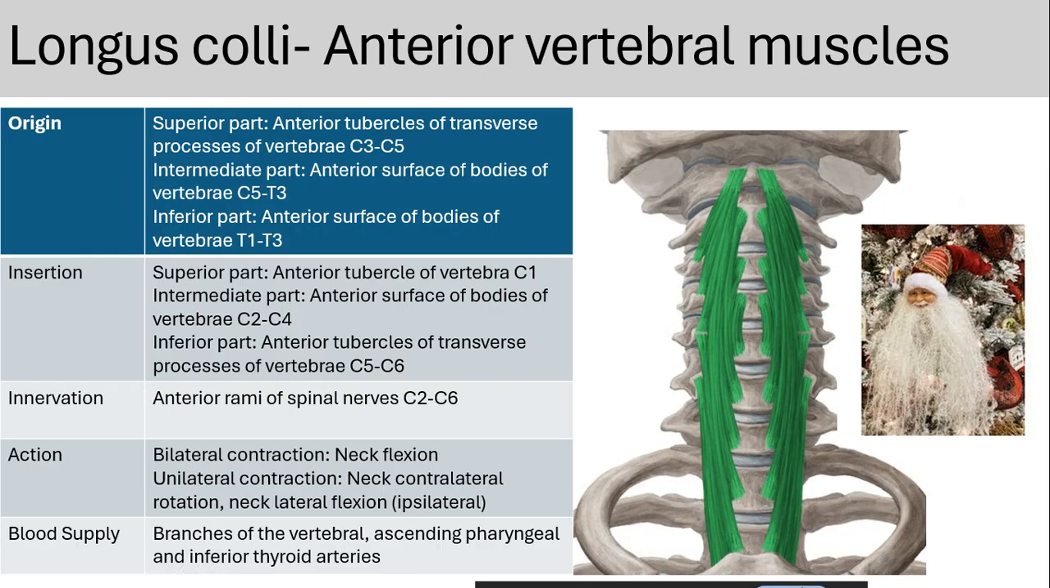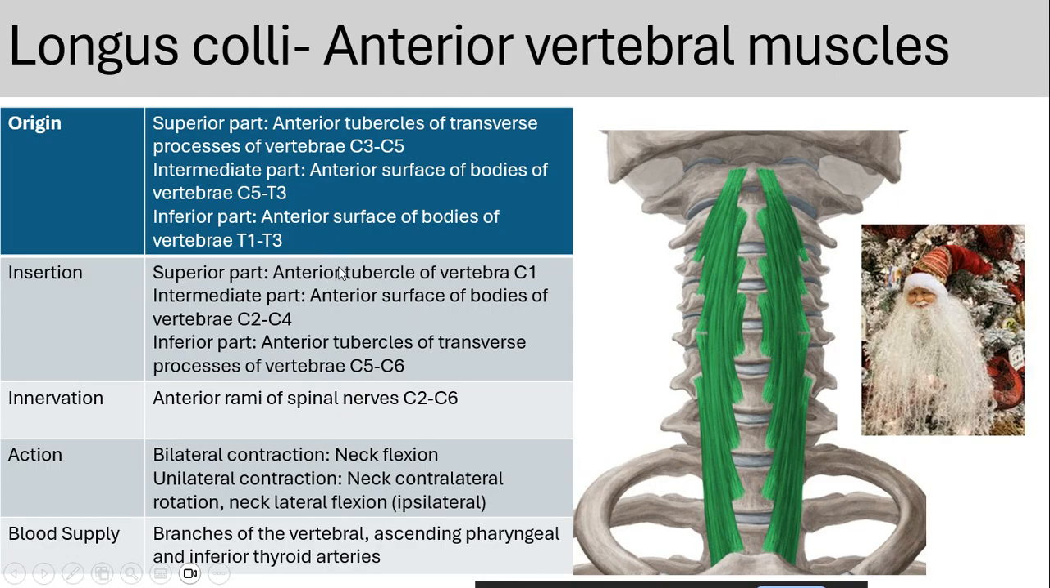Longus colli, the anterior vertebral muscle, is more like Santa Claus, because as you can see, they're really long. It looks like a beard. Origin, superior part: anterior tubercles of transverse processes C3 to C5. Intermediate part: anterior surface of bodies of vertebrae C5 to T3. So it has three parts, superior, intermediate, and inferior. Inferior part: anterior surface of bodies of vertebrae T1 to T3.